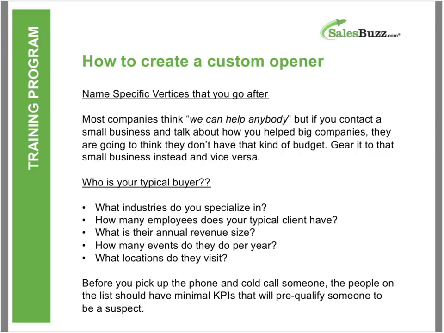Most companies think they can help everybody, but if you contact a small business and you talk about how you helped big organizations, they're going to think that they don't have that kind of budget. If I'm a small business, you're contacting me and you're talking about how you help Microsoft and all these other large companies, Salesforce, Cisco, whatever, that's not my niche, so I'm going to be like, well, we're not a good fit. And vice versa. If you go too small and you speak to a large company, that's going to be a problem as well. But if you're contacting a specific vertical, it doesn't matter if they're large or small, it's relevant to them.